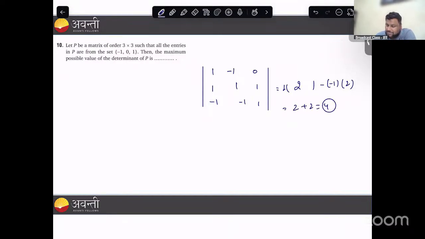This is the maximum value you can obtain in any case if you use these entries. And there is actually no certain way to solve this question. You just keep trying different values, different methods, and get the correct answer. All right.